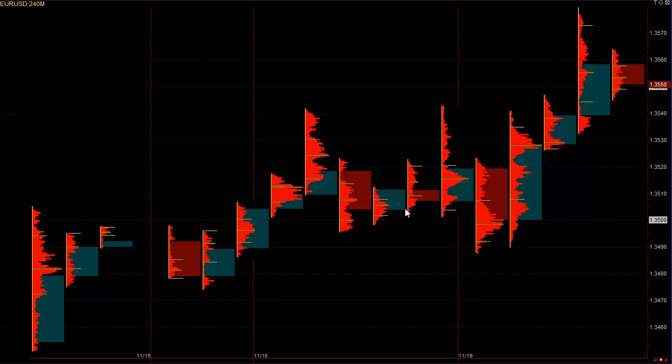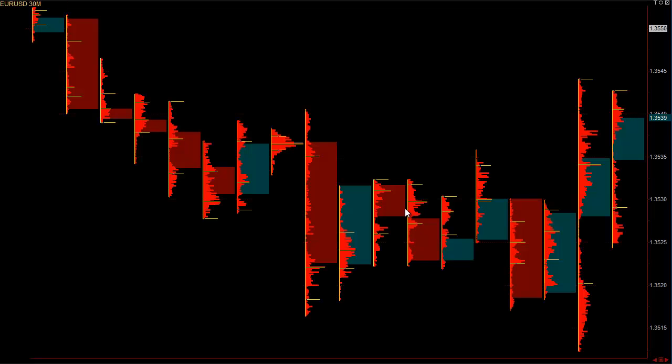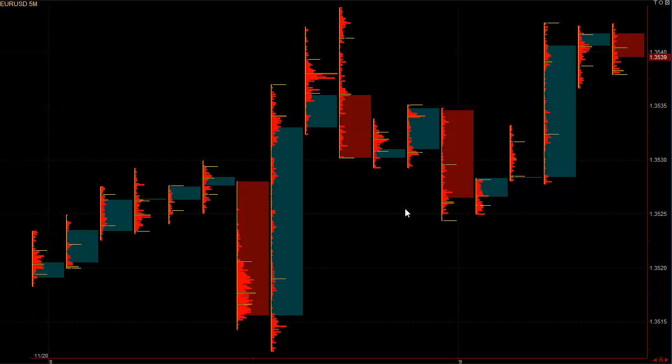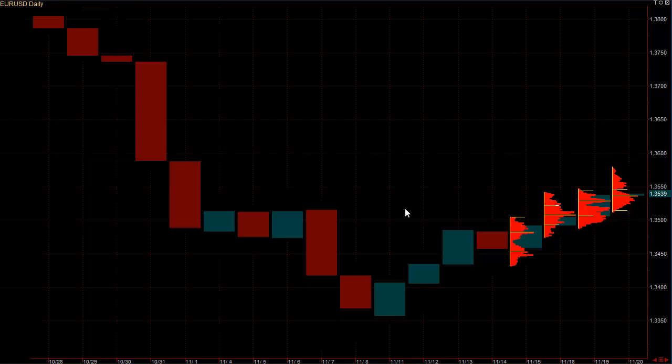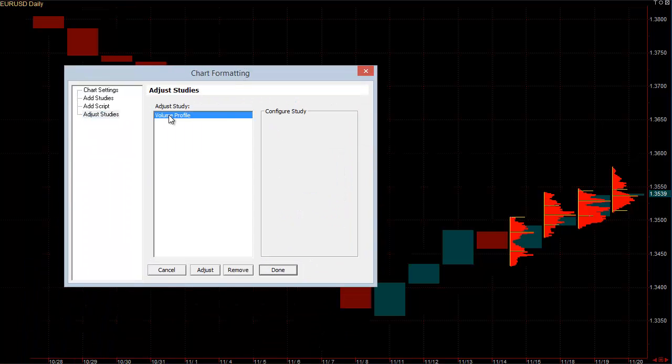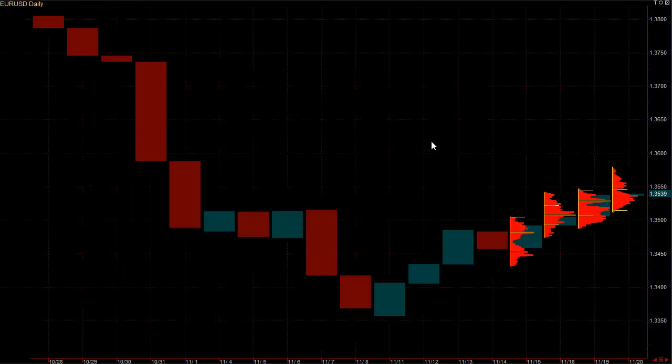Now this is a 4-hour chart. This works on any time frame you want. There's a 30-minute chart. You can see it works. It'll even work on a 5-minute chart, 1-minute chart, and so forth. And you can obviously also put it on daily. I only have it set to get tick data for 5 days. It has to be created with tick data, but it works on daily and weekly charts as well.